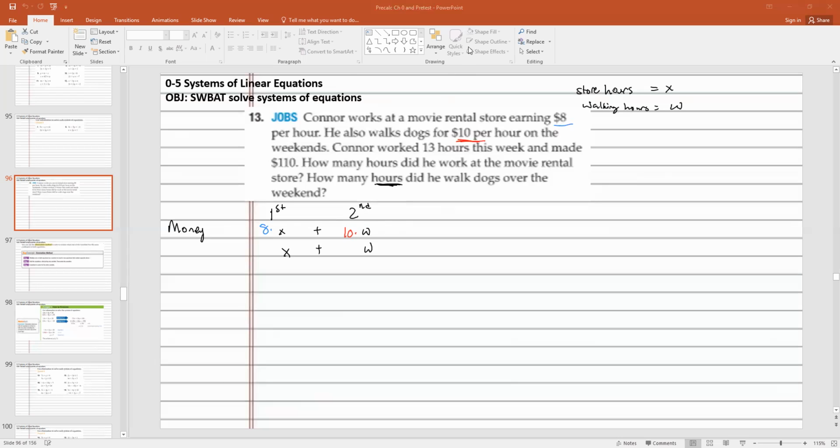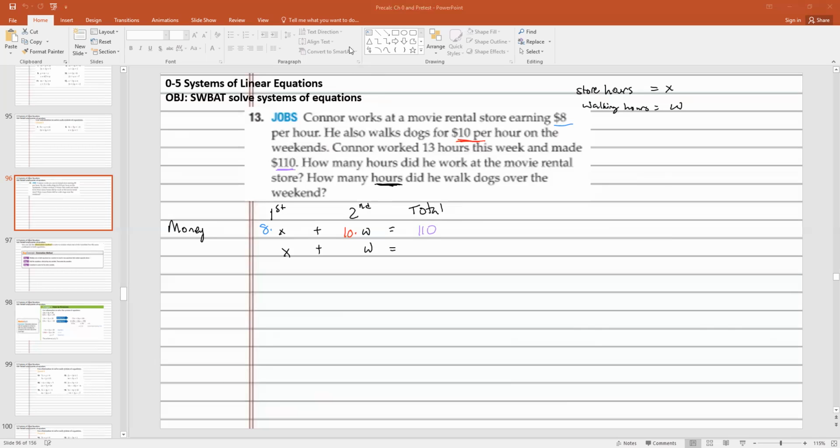All right, and then it's going to equal, and we have to have two equations. So it equals, here, this is going to be the total. So the first one is the money. So what's the total money that he made? Total money was 110. That's where that comes in.